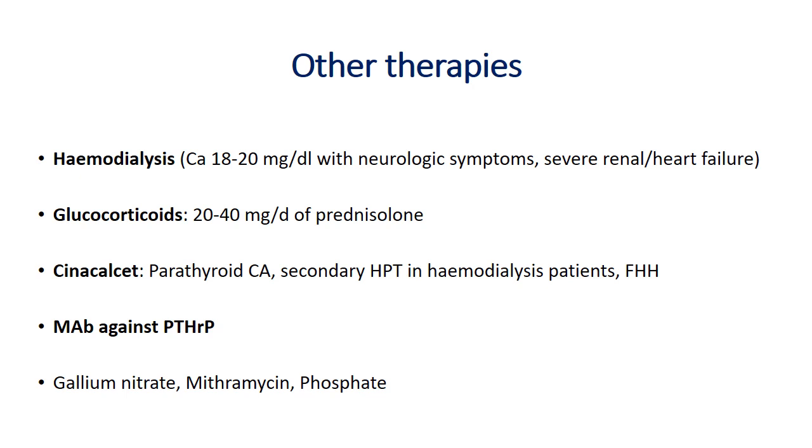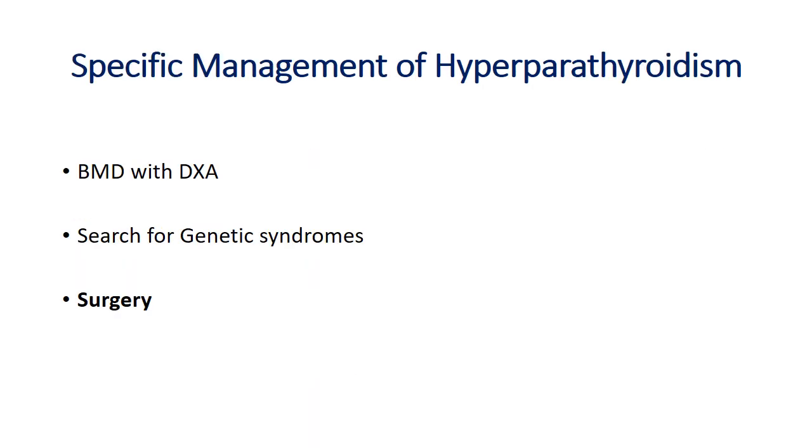Monoclonal antibodies are being developed against parathyroid hormone-related peptide, but it's still some time away before they can be available commercially for use. Gallium, mithramycin, and phosphate were used earlier, but have now been mostly abandoned because of their adverse effects. Now, after you have managed hypercalcemia, if your patient has underlying hyperparathyroidism, your work is not done yet.